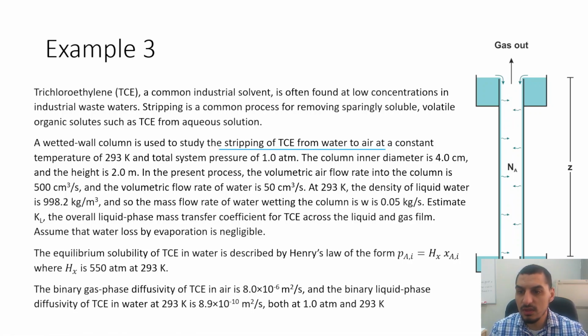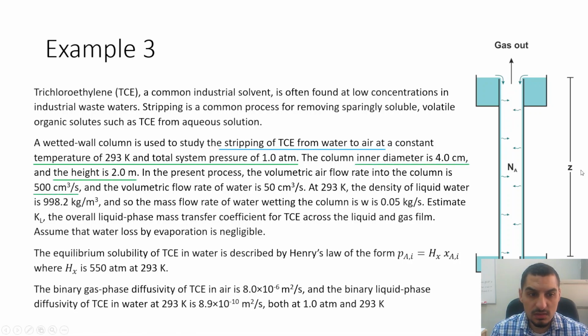So we know the temperature and the pressure. It's 293 Kelvin and the pressure is 1 atmosphere. We know the inner diameter of the column and we know its height Z and the diameter D. And we know the volumetric flow rate of air in the column is 500 cubic centimeters per second. This is for the air, and the water volumetric flow rate is 50 cubic centimeters per second.